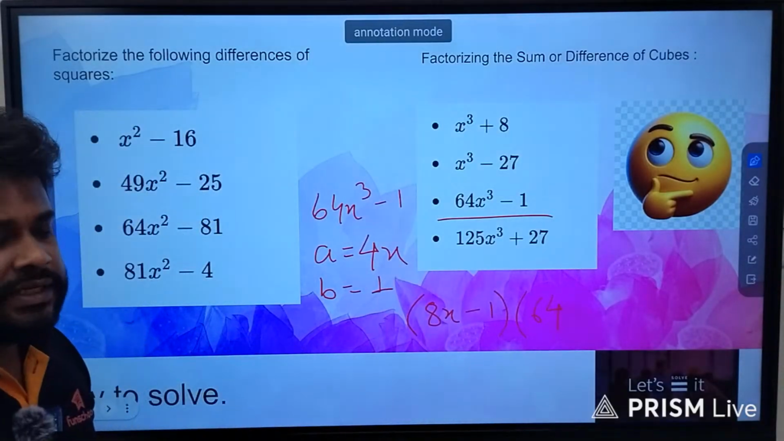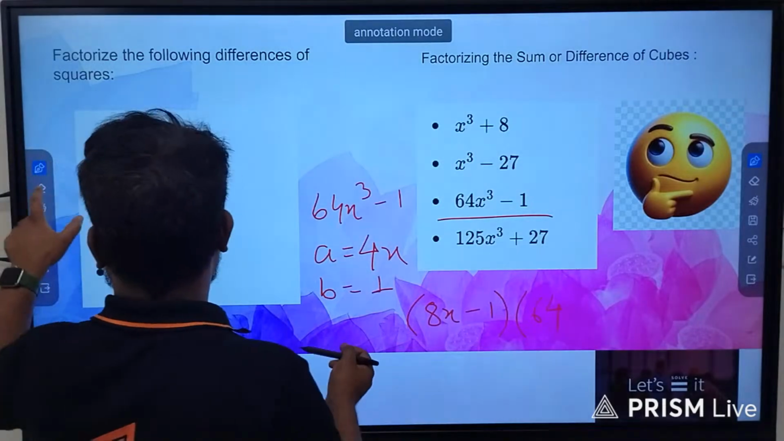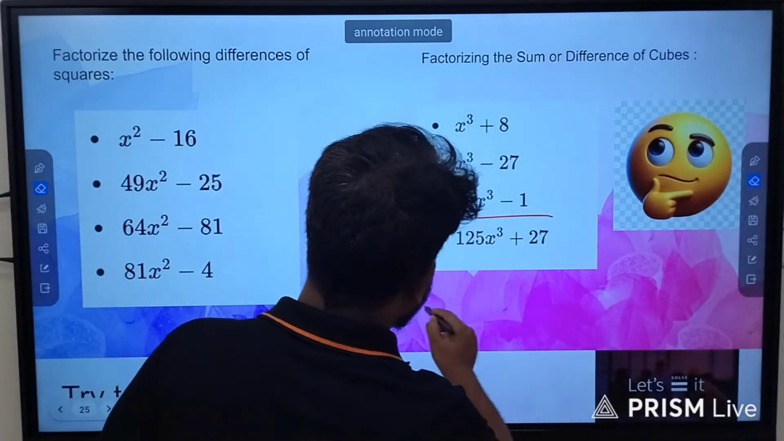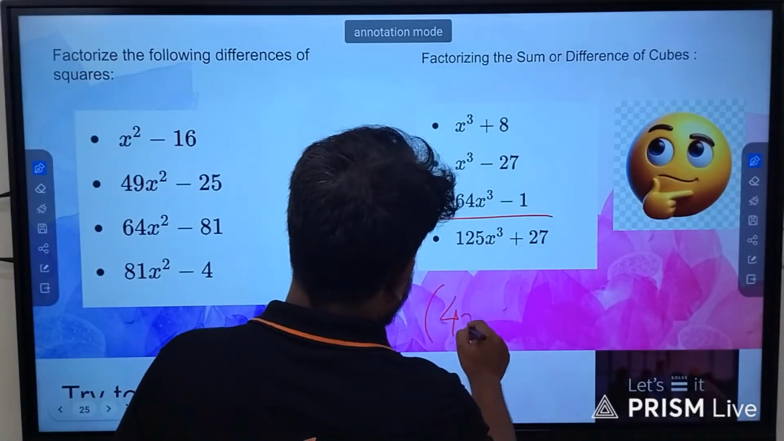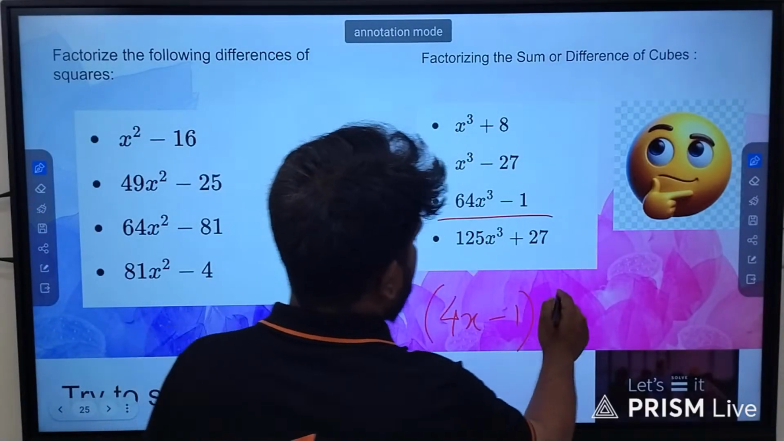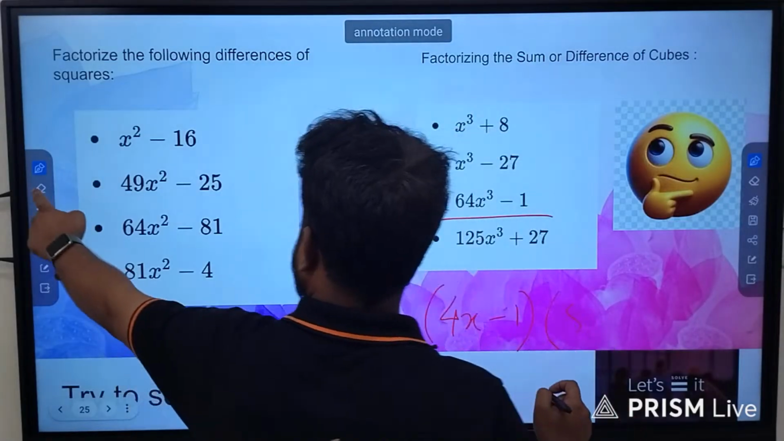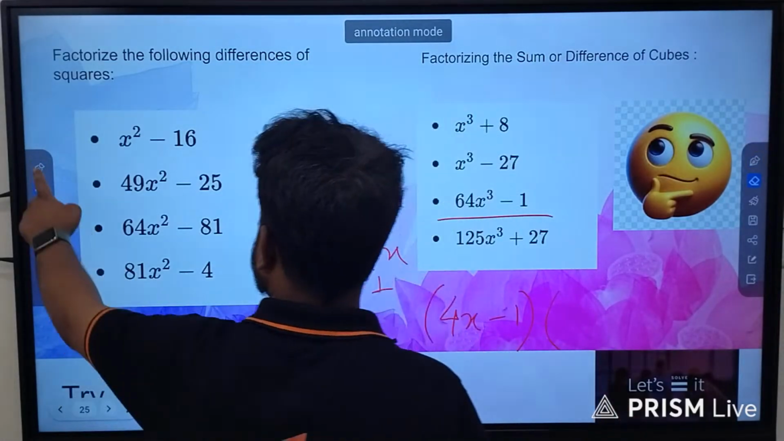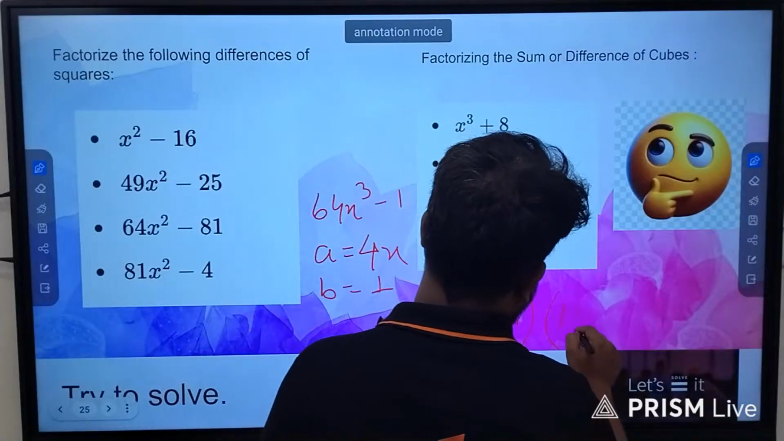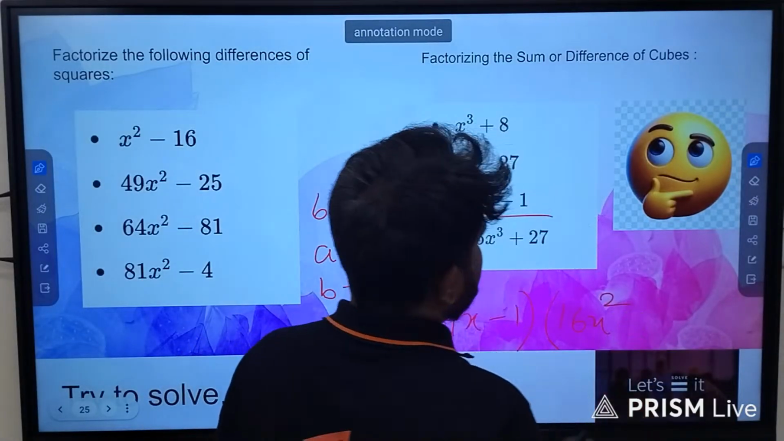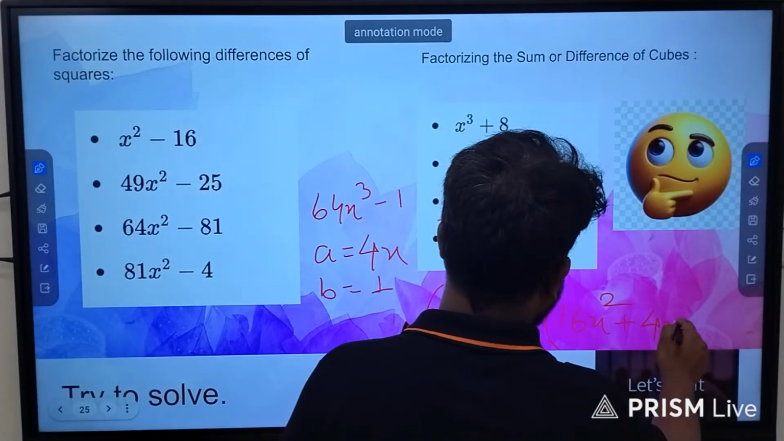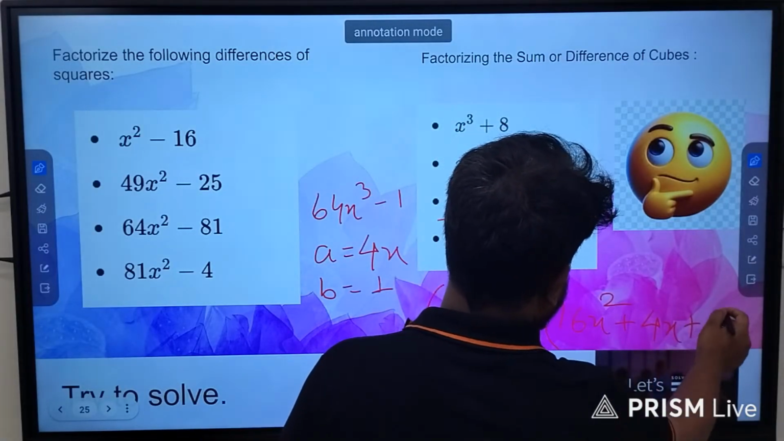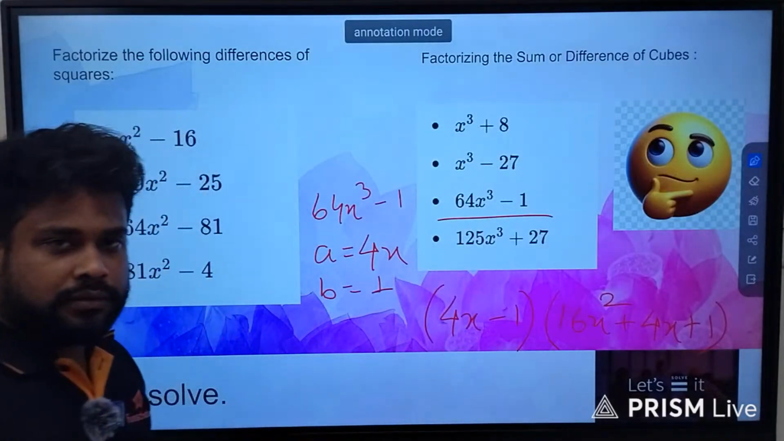Yes, cube. So it will be 4x. 4 4s are 16, 16 4s are 64. So the answer will look like 4x minus 1 and 16x square, meaning a square, plus ab, that means 4x, plus b square, meaning 1. Done completely.